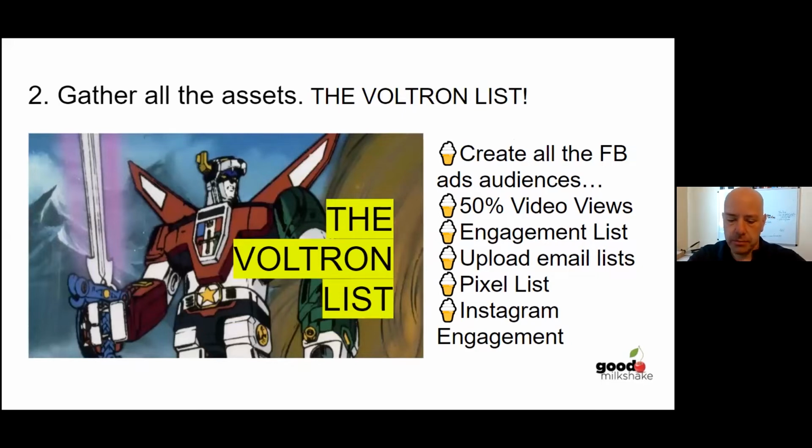And this is just me being a nerdy Gen Xer. If you're familiar with the cartoon Voltron, of course, it's these 5 individuals and they come together to make one big robot thing. It was a cartoon in the 80s, right? And this is what I call the Voltron list. You pull all these things together and they make one impressive robot to go gather your customers for you.